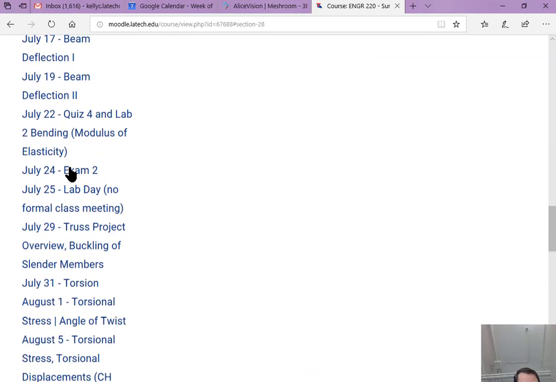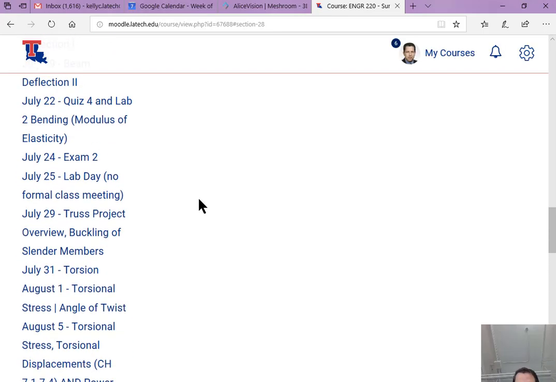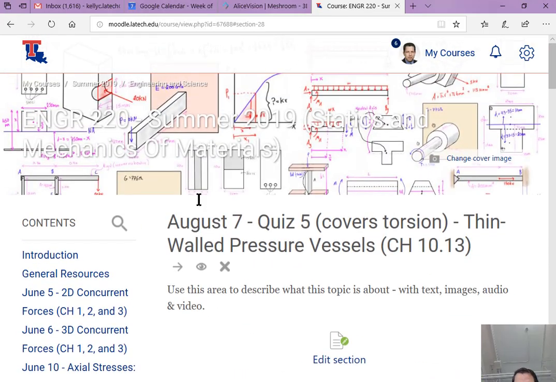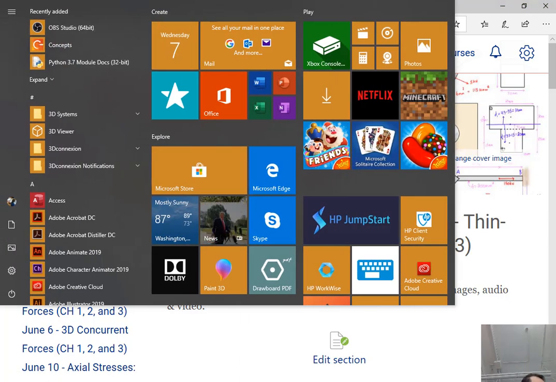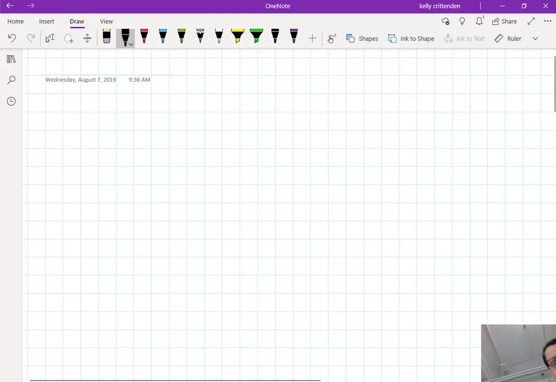Let's see what else is in here. This is what we're doing today, this thin-walled pressure vessel. It's a pretty straightforward topic. Let's get into it, and then whatever other questions we have, we'll talk about those. But this one is thin-walled pressure vessels.